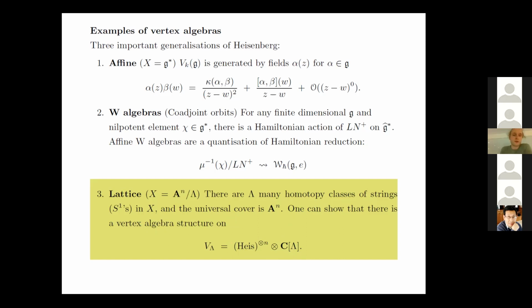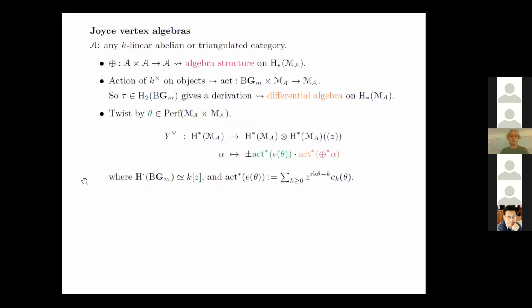Now we get to more modern stuff. More recently, Joyce has found a huge new class of vertex algebras. He found them whilst researching DT invariants, and they tend to be lattice vertex algebra flavored. I will now explain what they are.